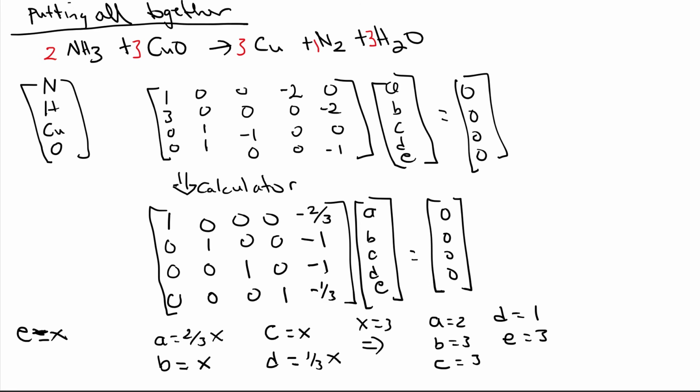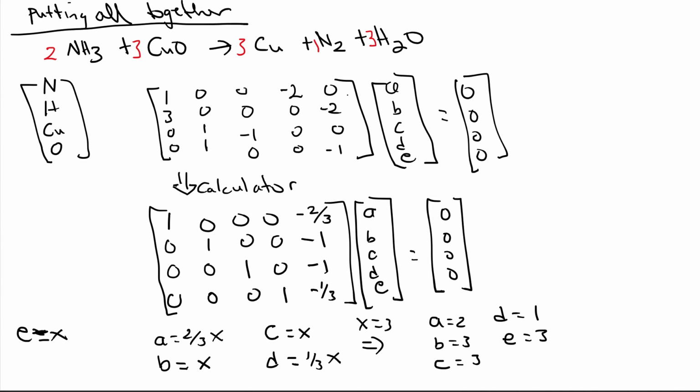Okay, what's the next one here? So here is just another example where I say you're given ammonia plus copper oxide equals copper, nitrogen, and hydrogen, and they want you to balance it. And here I'm just skipping a lot of steps now. I write my vector, and then I just start filling it out.